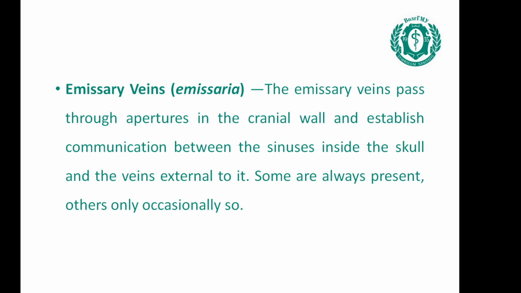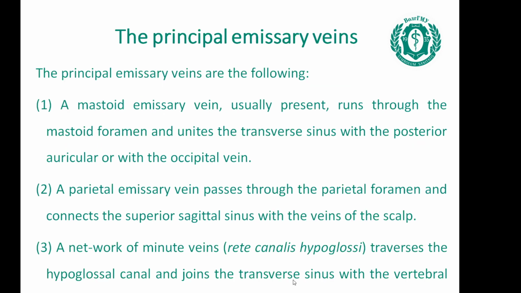As for the emissary veins, they pass through the apertures of the cranial wall and establish communications between the sinuses inside the skull and the veins external to it. Some are always present, others only occasionally so. The principal emissary veins are: the first one, a mastoid emissary vein, usually present, runs through the mastoid foramen and unites the transverse sinus with the posterior auricular or with the occipital vein.